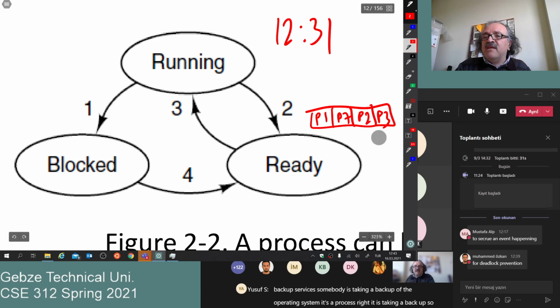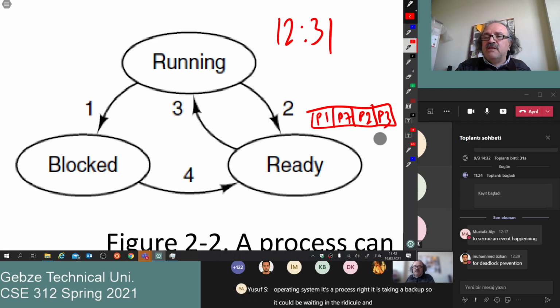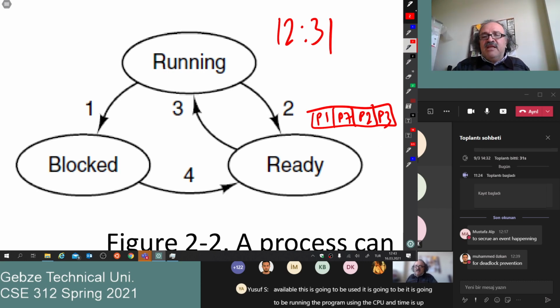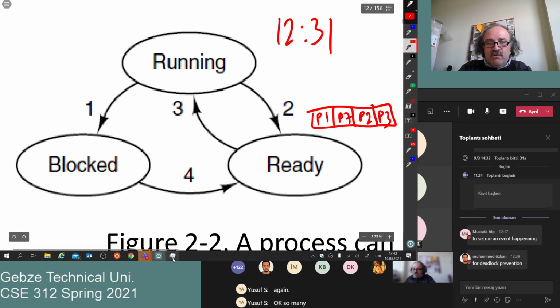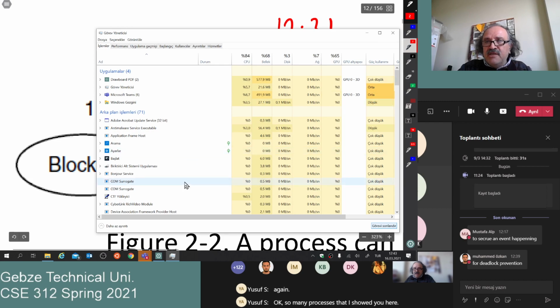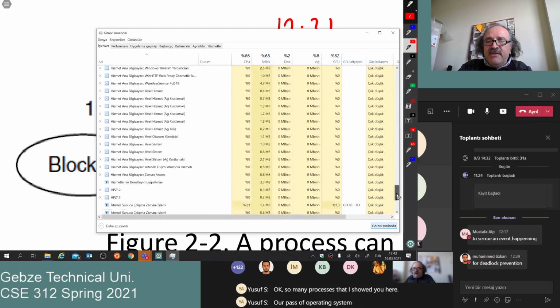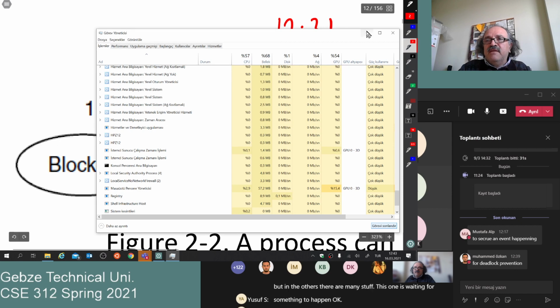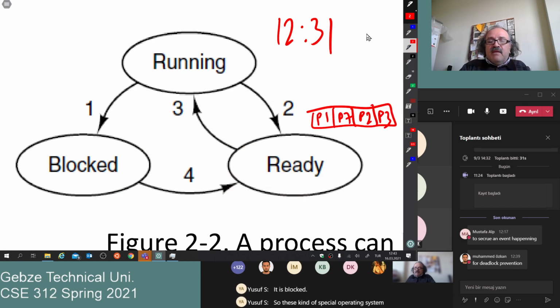So it could be waiting in the ready queue, and whenever the CPU is available, this is going to be used. It is going to be running the program using the CPU, and when time is up, it will be interrupted and put in the ready queue again. Many of the processes that I showed you here are parts of the operating system. In monolithic systems, there is one single operating system, but in the others, there are many pieces. This one is waiting for something to happen. Okay, it is blocked. So these special operating system processes could be in the ready queue or the blocked queue.